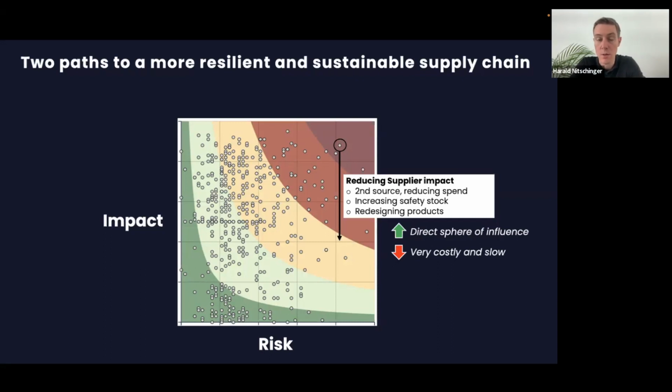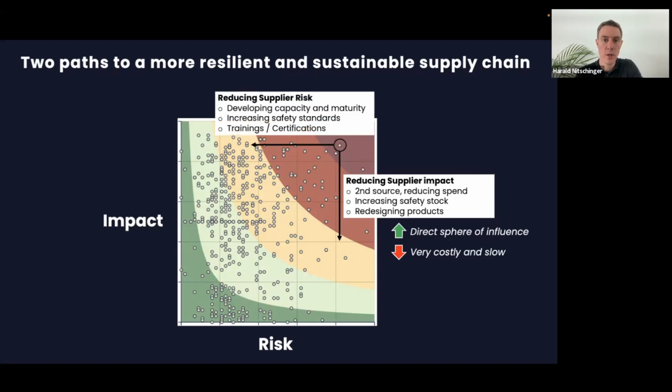Redesigning processes and products is a long-term investment, depending on the product cycles, three to five years, shorter or longer depending on the industry. But it's a longer-term process. Also, qualifying second source suppliers and diversifying comes at a cost. So let's look at the other dimension that we have.